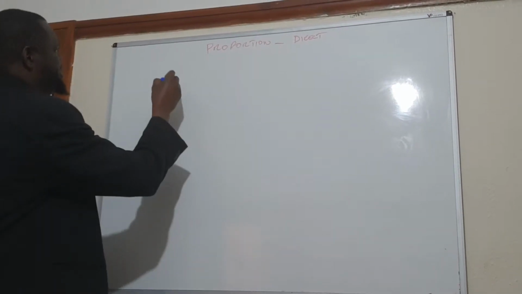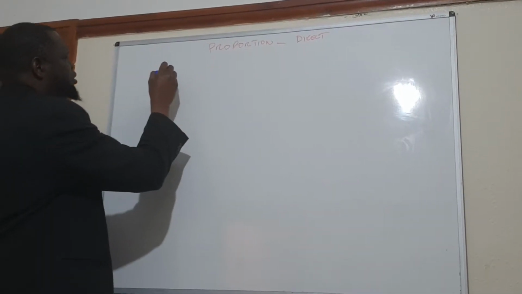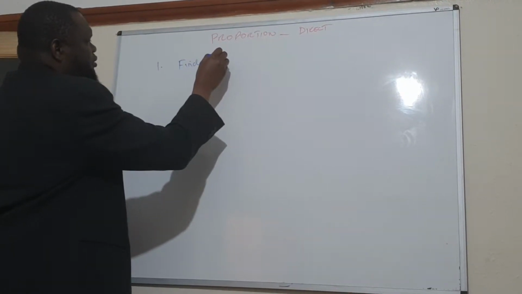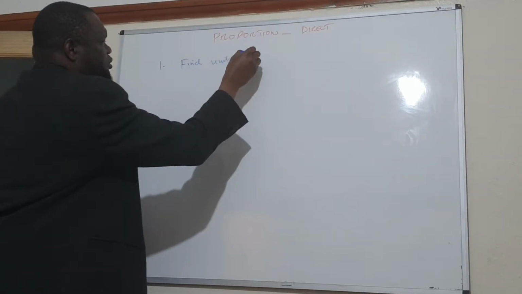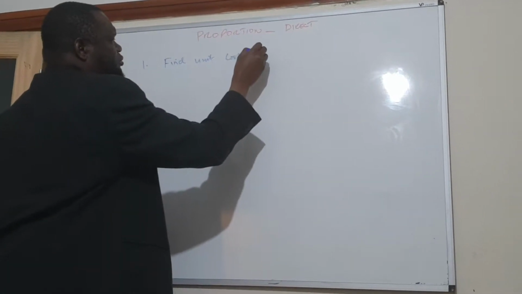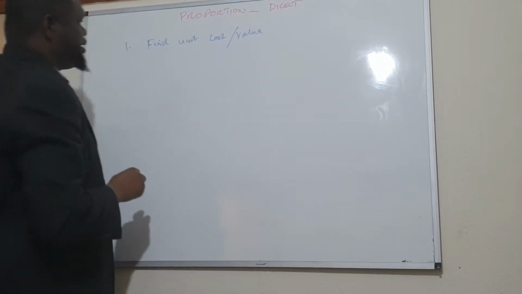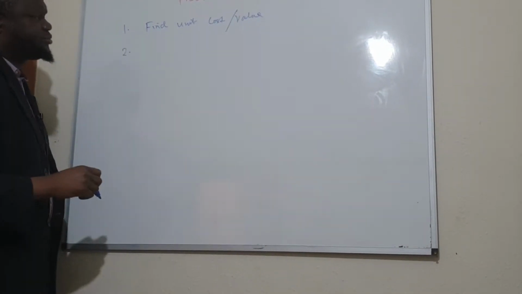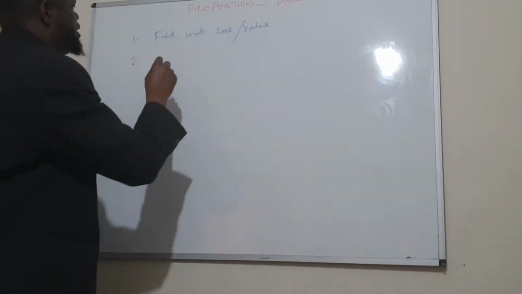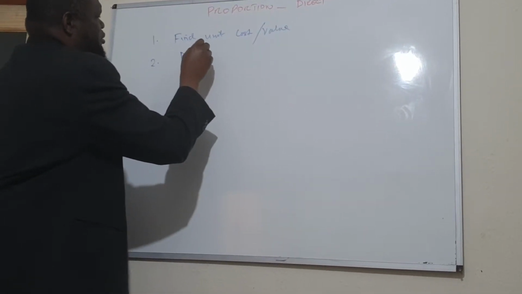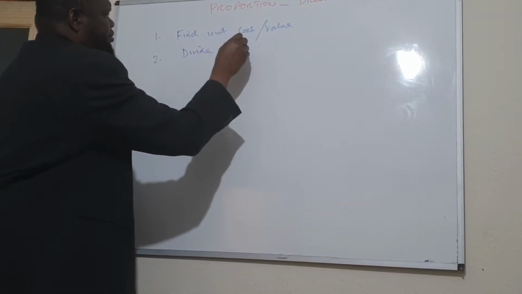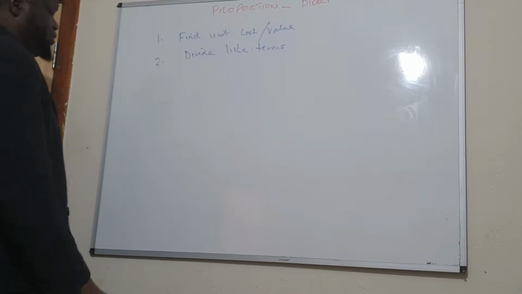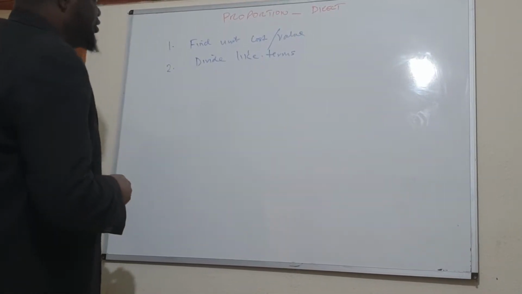In direct proportion, the best thing is to find out the unit cost, or unit value. Okay, that's one style of working it. The second style is to divide like terms. I'll explain all this. Now let's deal with the first one.